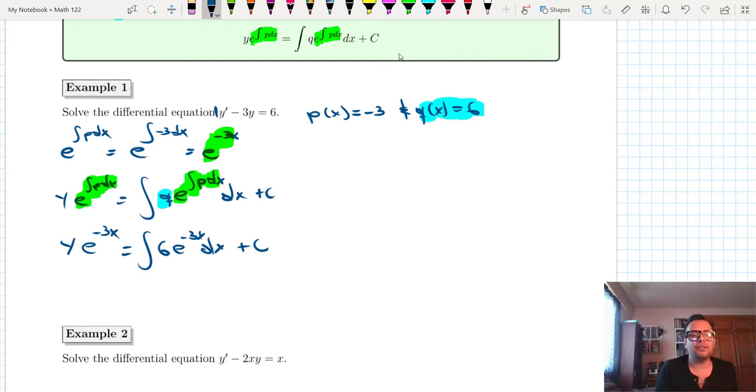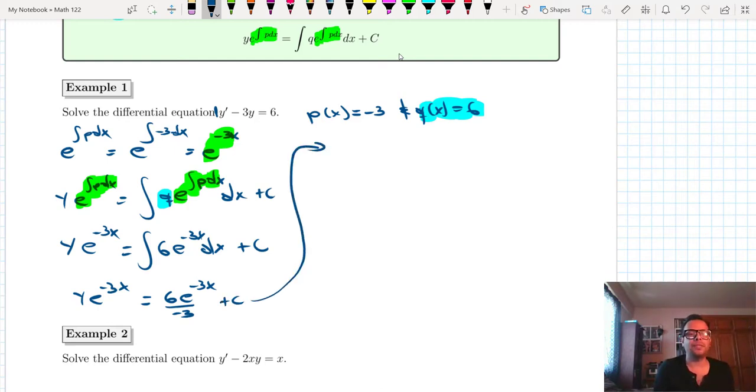Okay, so the integral of e to the -3x will be, so first of all, y e to the -3x equals 6 e to the -3x over -3. That is the integral of the exponential function, and this 6 is just a multiple constant plus c. Let me continue here, and I'm going to get y e to the -3x equals, and notice how 6 over -3 reduces to -2, e to the -3x plus c.